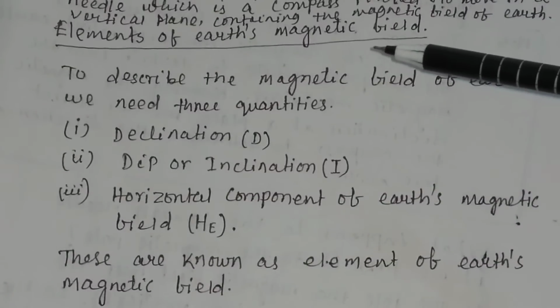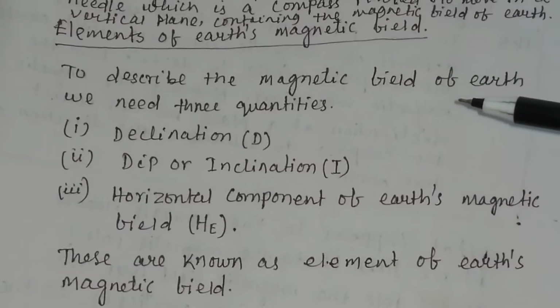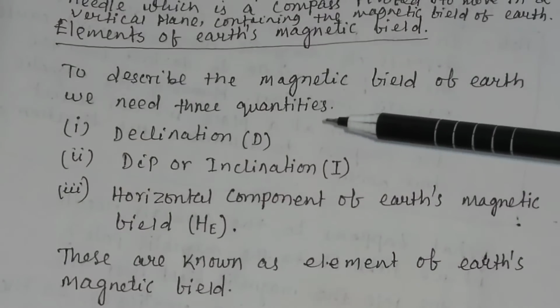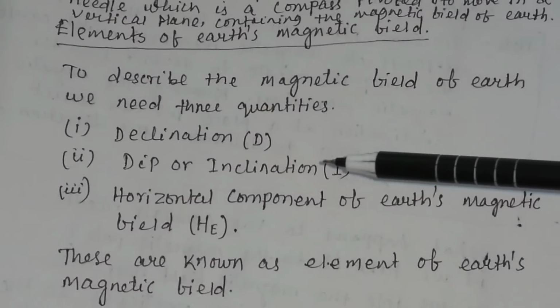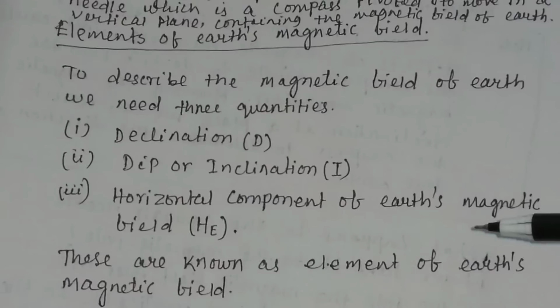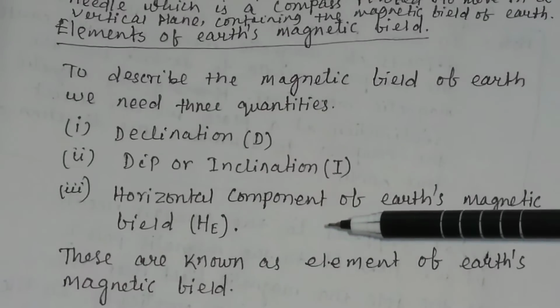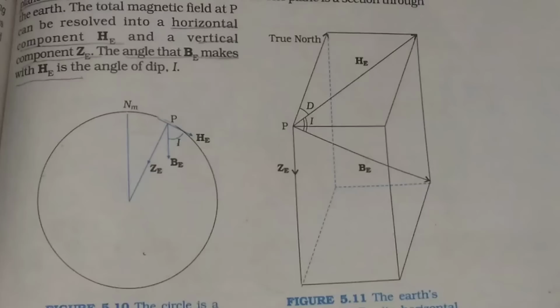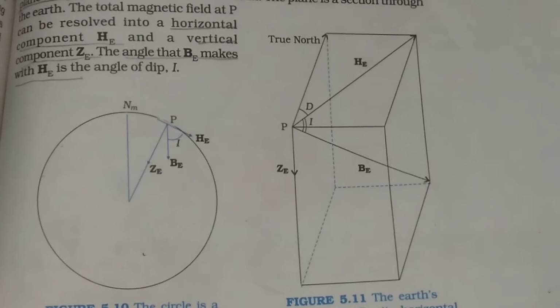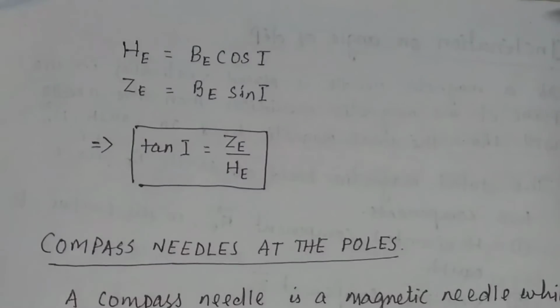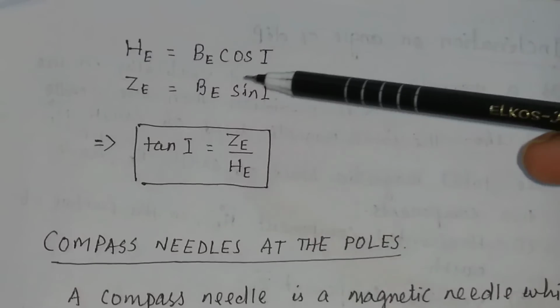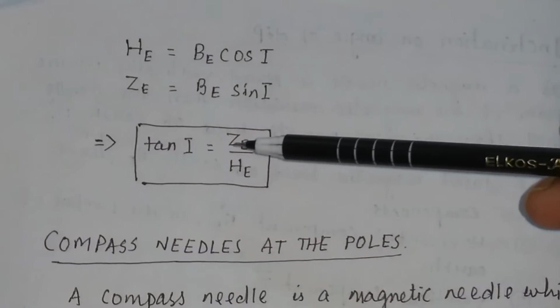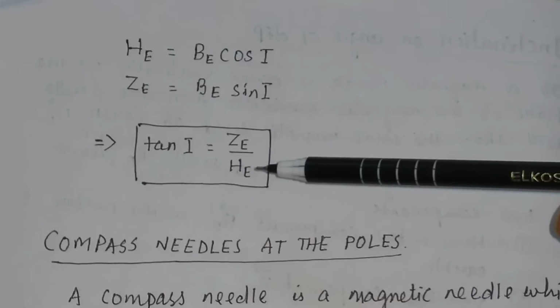So what are the elements of the earth's magnetic field? To describe the magnetic field of the earth, we need three quantities: declination D, inclination I, and the horizontal component of the earth's magnetic field HE. These three are known as the elements of the earth's magnetic field. From the figure, HE is equal to BE cos I, and ZE is equal to BE sin I. So tan I is equal to ZE divided by HE.